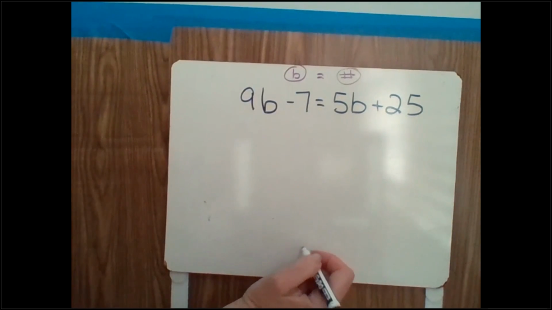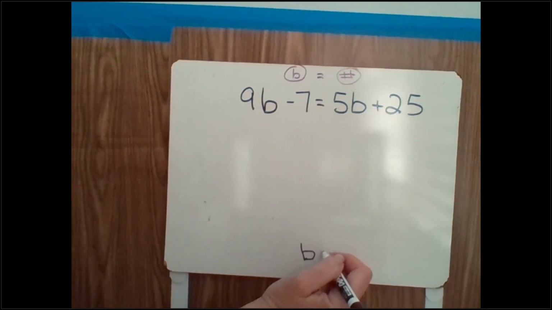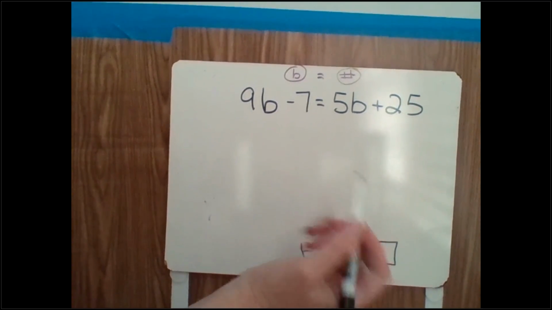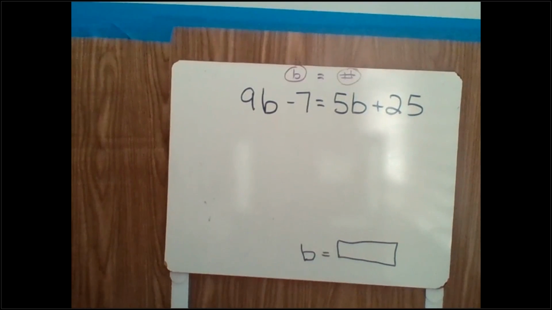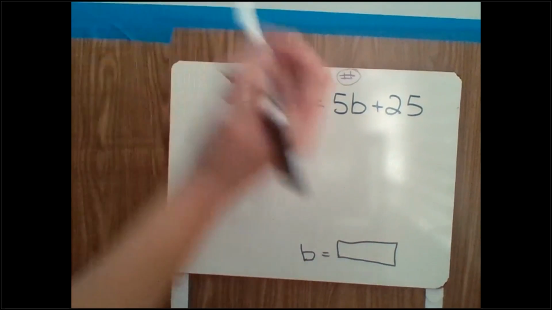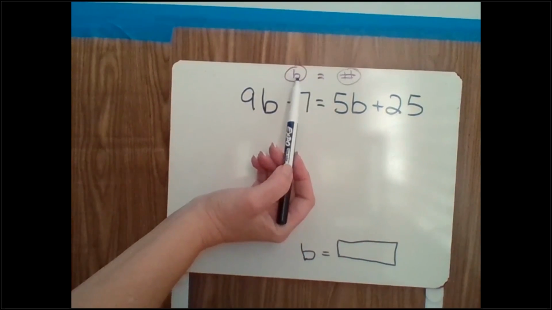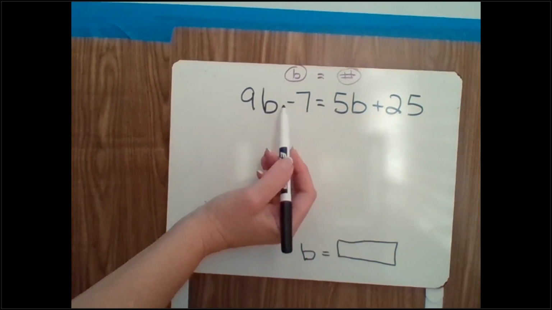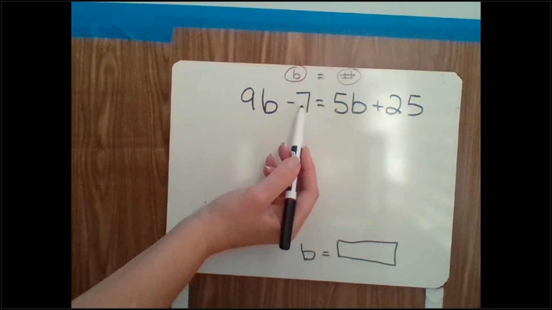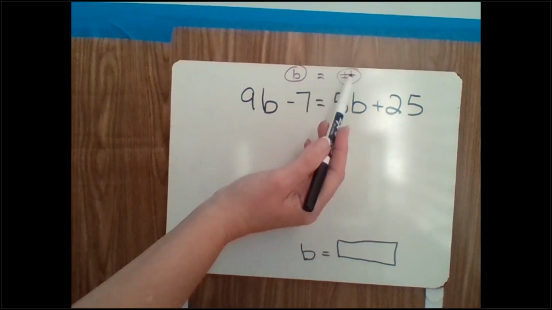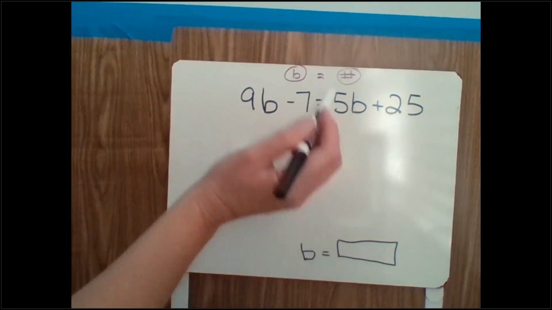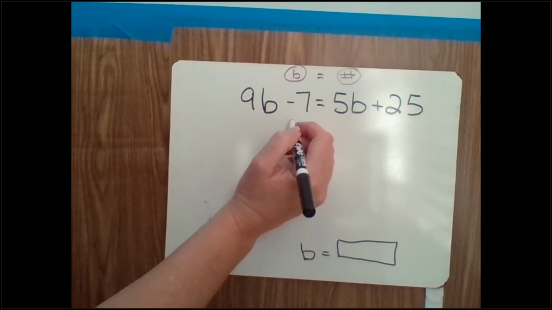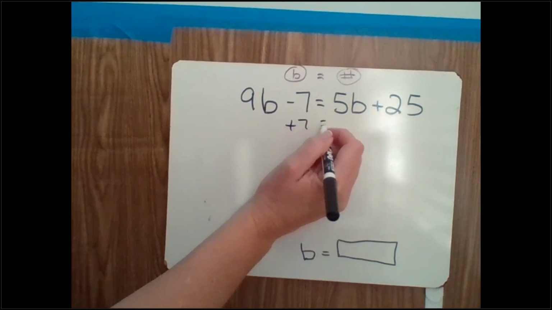My ultimate goal is to have b equals some value. Okay, so now let's solve the problem. And this is what I say in my head. Let me see, I want my b's on the left side of the equal sign. Well, I've got 9 b's, that's where I want it. Minus 7, that's a number. I need to move that to the right side. So I need to cancel it out or undo it. The opposite of minus 7 is going to be plus 7.